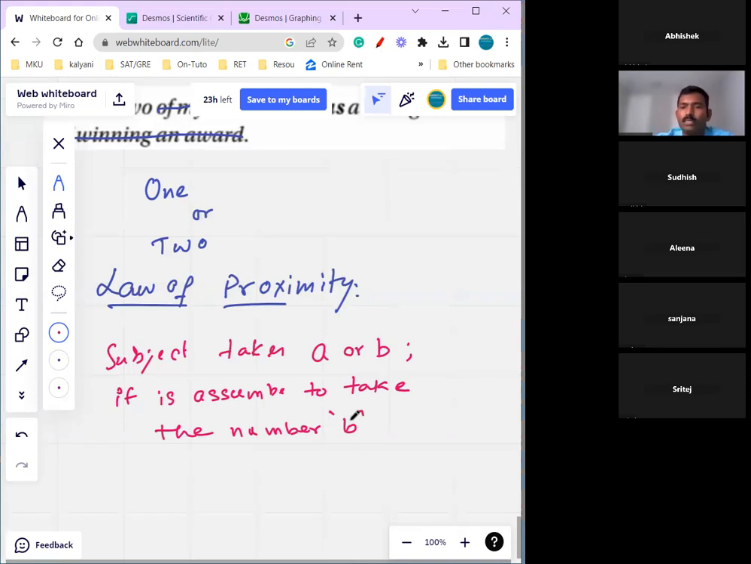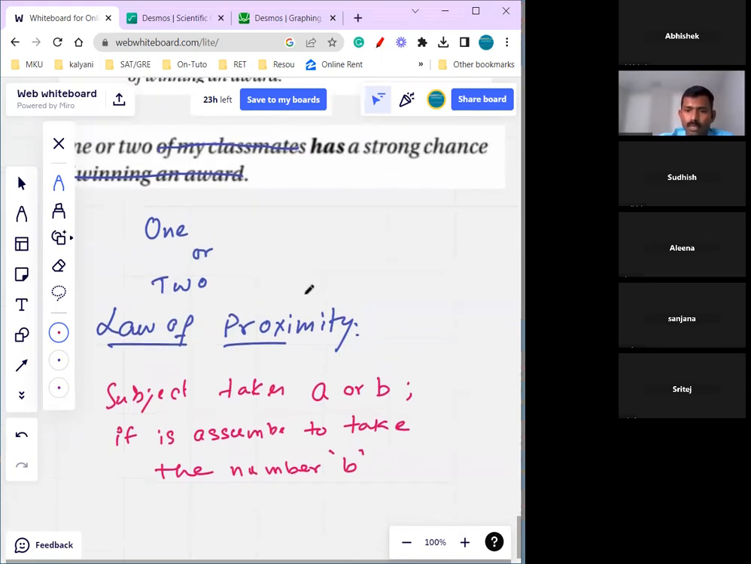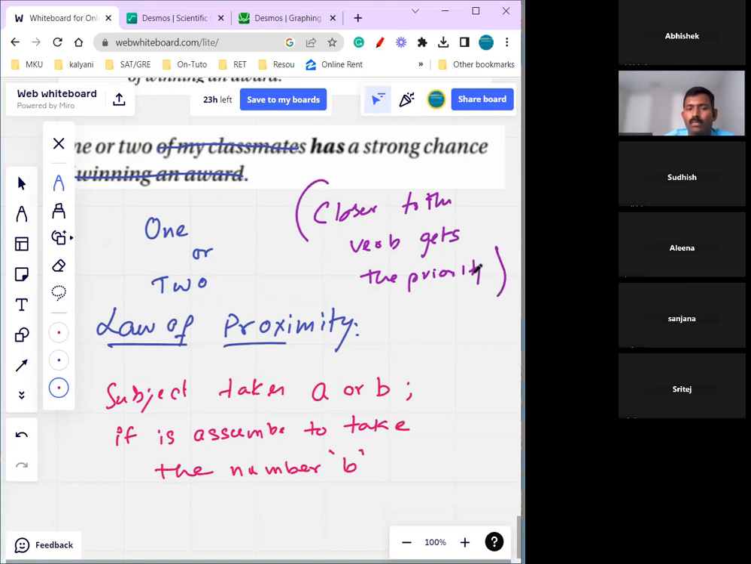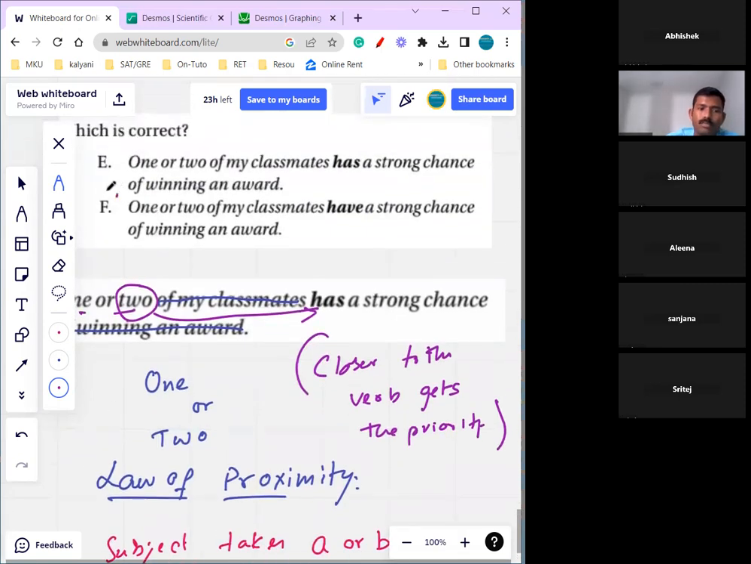Okay? So in this case, the one closer to the verb gets the priority, basically. So if I write it down, a little tip here: closer to the verb gets the priority. In this case, I have the 1 or 2. 2 is closer to the verb, so I have to take the plural form. In that case, F is the right answer.